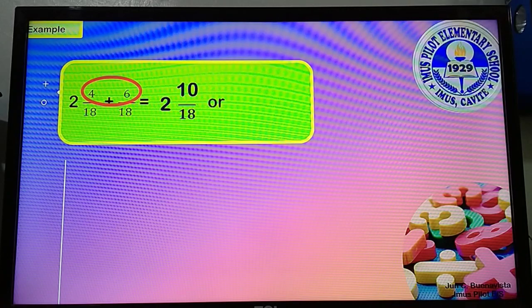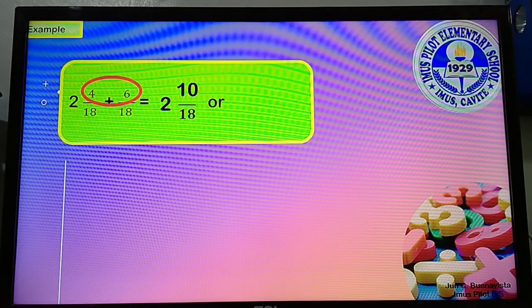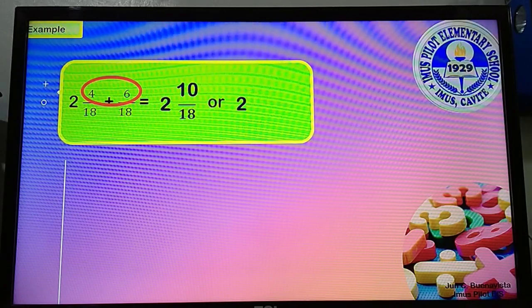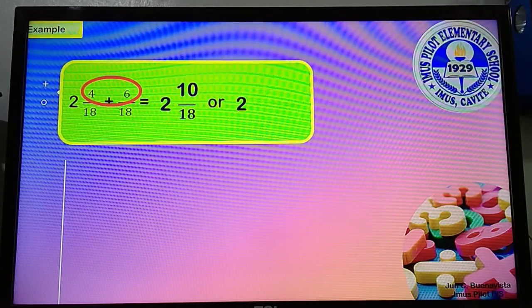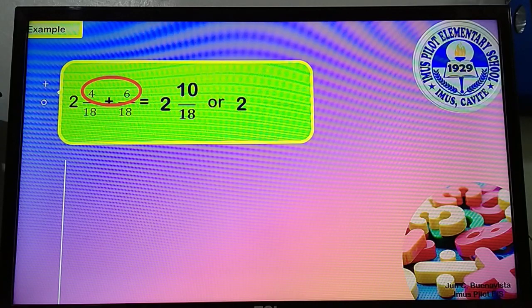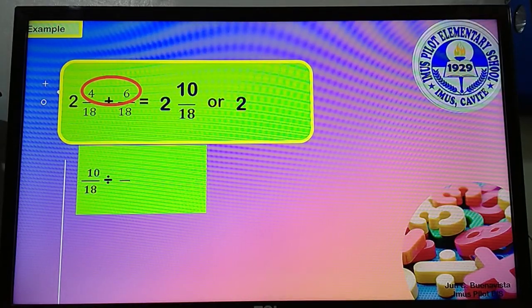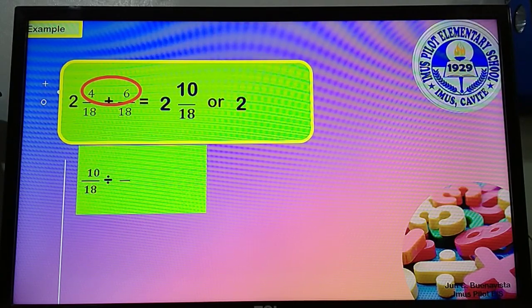So now anong gagawin natin? We have to look for the GCF of 10 and 18. But copy first the whole number. Baka mamaya ma-lowest term mo rin si whole number. So, how do we change it to a simplest form? So, again, hahanapin si GCF or greatest common factor. Ano po ang greatest common factor ni 10 and 18?